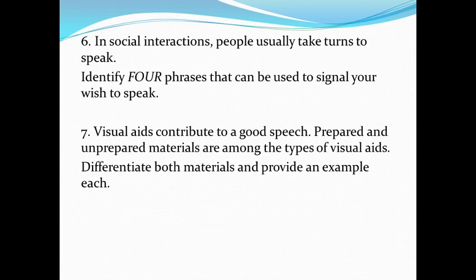Number 6. In social interactions, people usually take turns to speak. Identify 4 phrases that can be used to signal your wish to speak. You are supposed to write 4 phrases which you can use to signal you wish to speak. Number 7. Visual aids contribute to a good speech. Prepared and unprepared materials are among the types of visual aids. What you are supposed to do in this question is differentiate both materials and provide an example for each type.